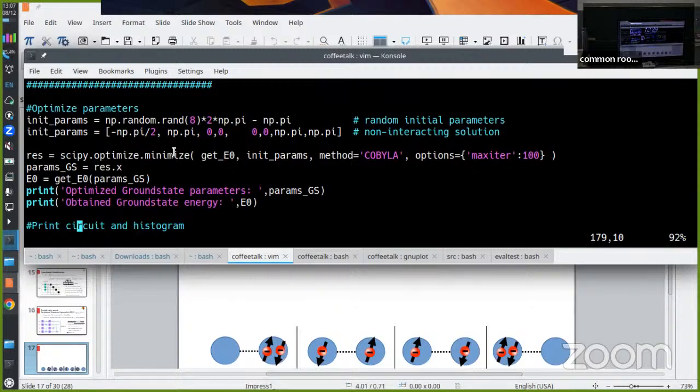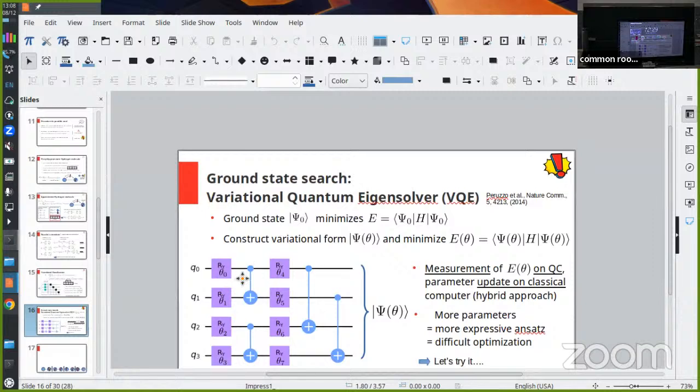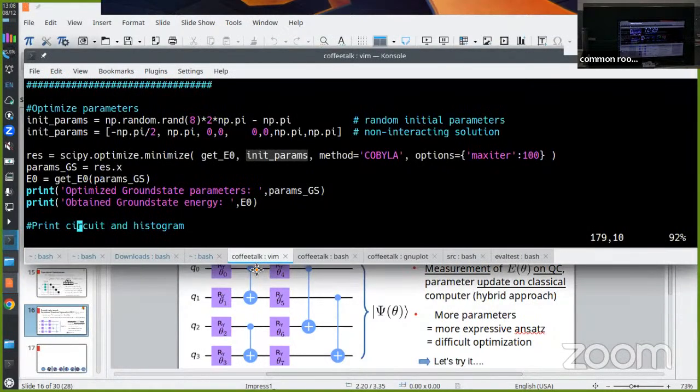Here is an optimization routine from SciPy. It minimizes a function, and this function is get E0, so get the energy, for a given set of parameters, and it implements simply this gate, this circuit, which I showed before. It measures the energy for that gate for a given set of 8 angles. And then it optimizes it, it reads out the optimized parameters, and then prints the ground state energy and the circuit. So here in this case, of course, the question is, where do we start?